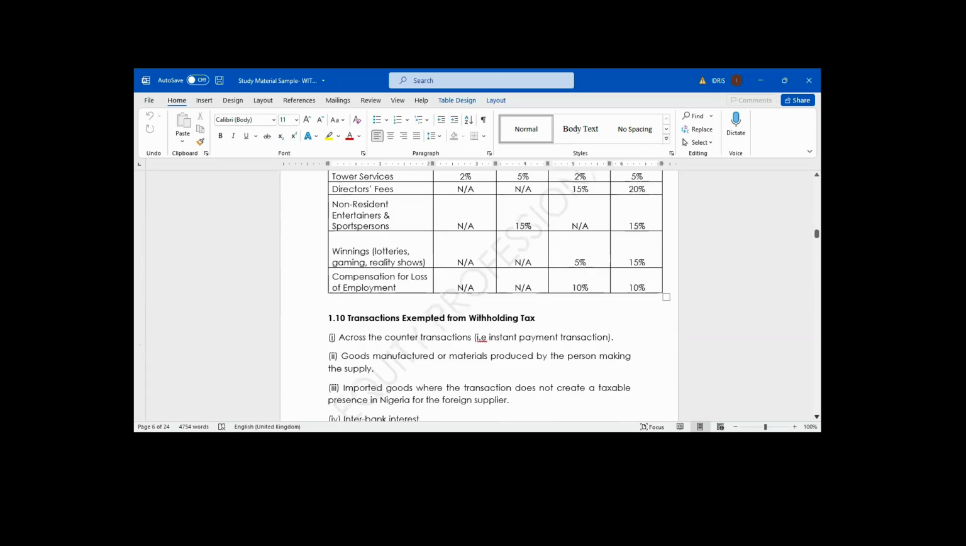Are you telling me that I need to deduct withholding tax if I want to pay rent to my landlord? Yes, according to the law, but we don't practice it. We're supposed to deduct withholding tax from rent.